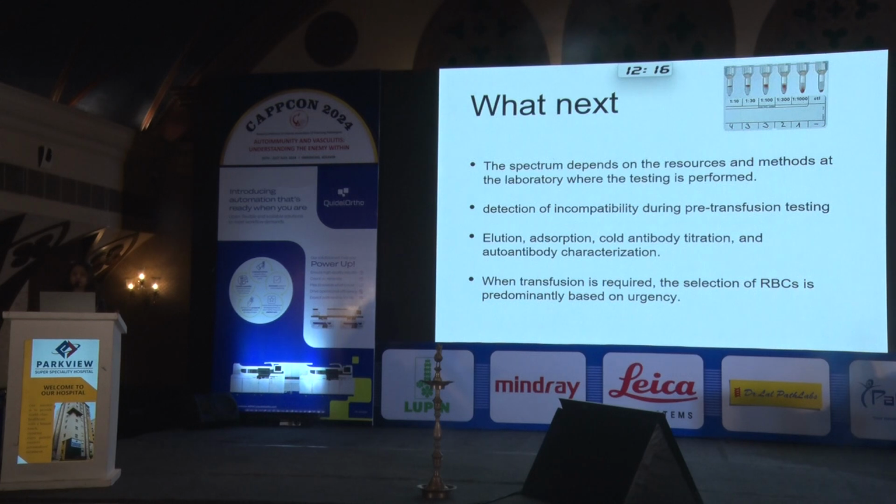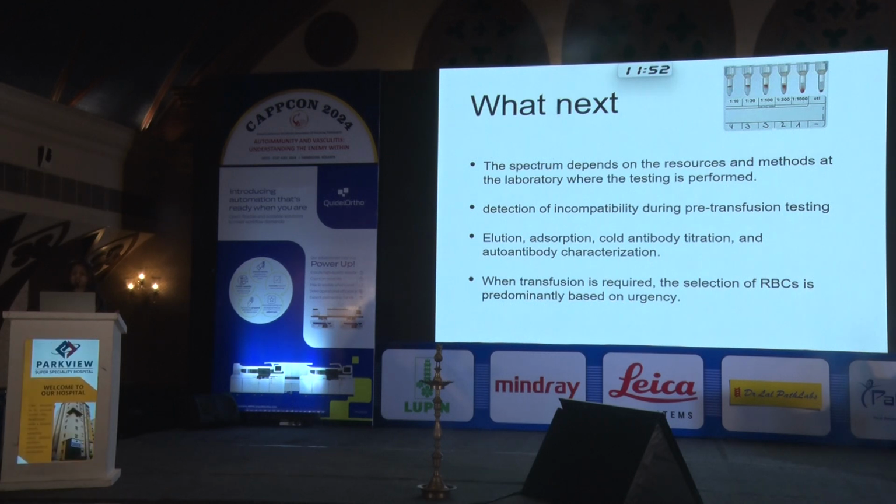So what are we going to do next? Let us accept that not all labs are doing extended workup on hemolytic anemia. These are restricted to bigger hospitals having extensive blood banks. So the spectrum of tests will depend on the resources and the methods of the lab where testing is performed. But I want to insist we do not stop just because my lab is not doing extended Coombs tests.